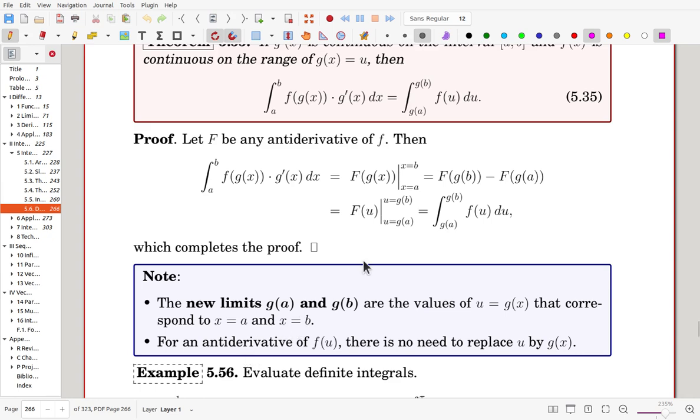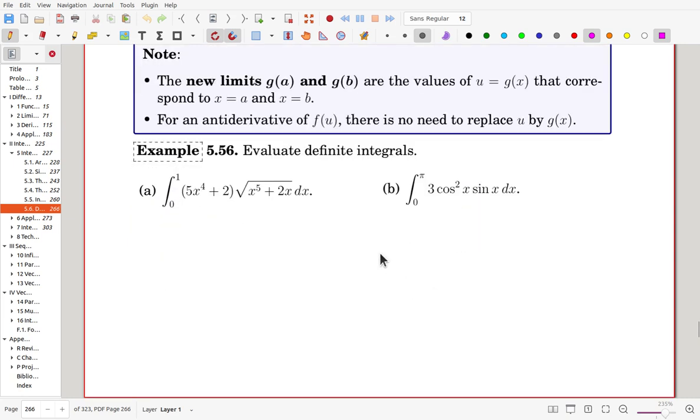Now when you are working on a definite integral, then after getting the antiderivative of f of u, you don't have to replace u by g of x. Just simply, after getting the antiderivative, you use the values g of a and g of b, just values, so that you can evaluate quite easily. Okay, let's try to solve this problem.